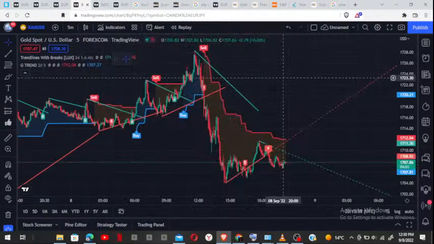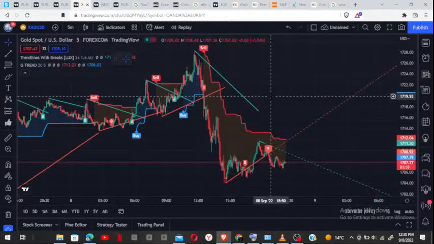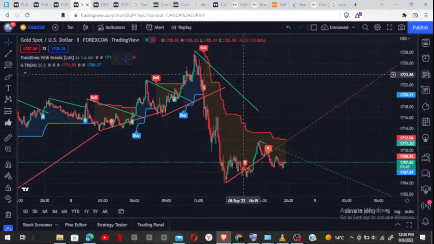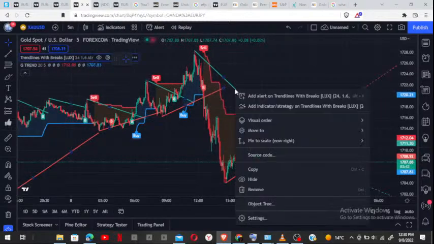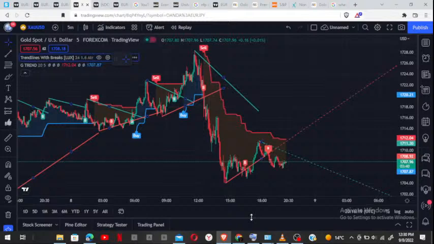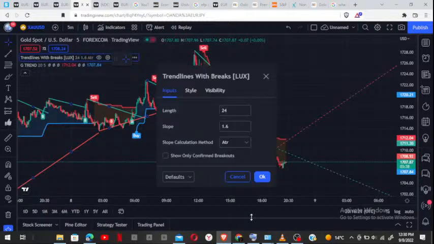Okay guys, what you're going to do is you're going to your indicators, type in trend lines with breaks by Algo. So once you click on that and it decides to pop up, it will come in like this. So you'll just click on this and you'll be able to click on settings, and yeah, these are the inputs that you'll have to edit. Mine is already edited.